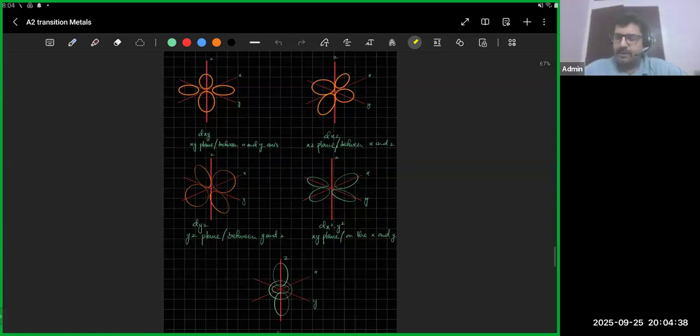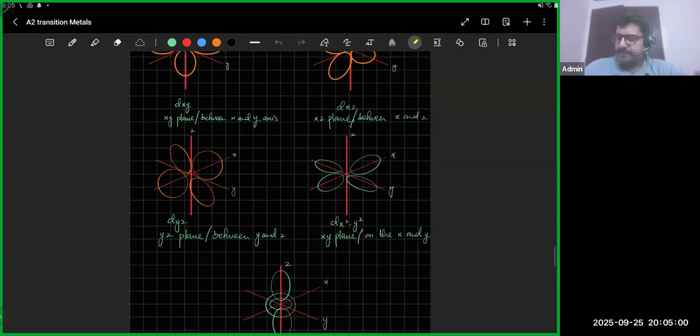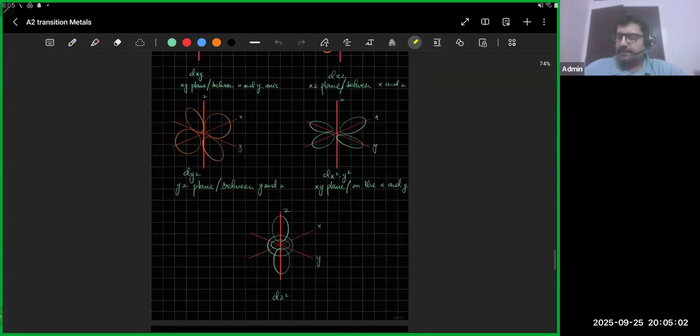The other ones, the typical ones, the electron density was existing on different planes, between the xy plane, the xz plane, the yz plane, between the y and z axis. x square minus y square is when the electron density is lying on the x and y axis. Each orbital can have 2 electrons maximum. And then there was dz square.